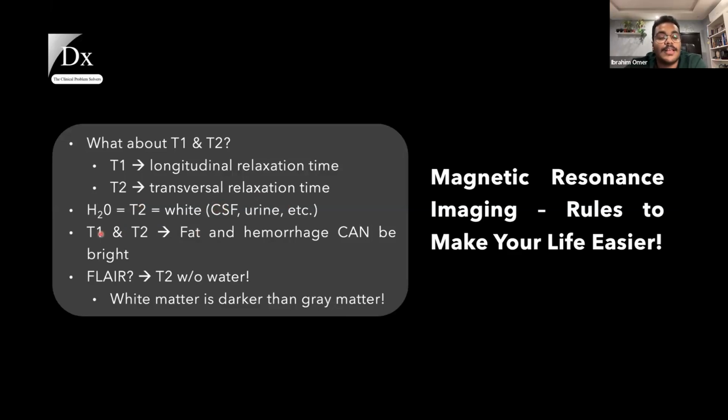Another important point as well is that in T1 and T2 images, fat and hemorrhage can both be bright. So it seems that it's only water that actually has this quality, where it appears as white on T2 and appears as darkened or black on T1 imaging.